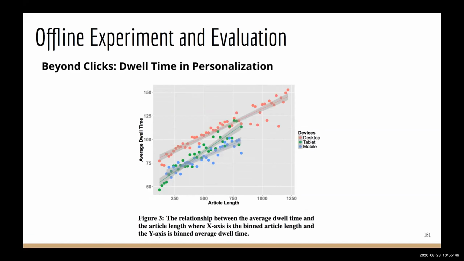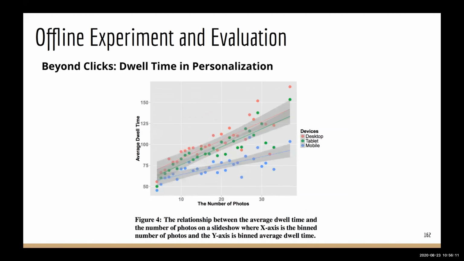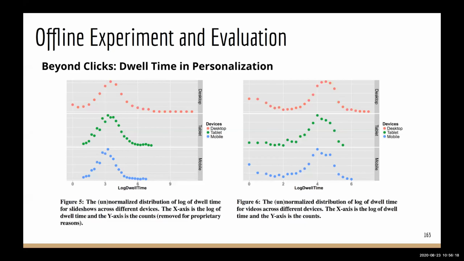Also, if you look at the article length, this work is really about news recommendation. If you look at the article length on different devices, you also see the average dwell time differs quite a bit. And obviously on desktop, users would read much longer than on other devices. And the number of photos as well. Again, I'm going to skip some of these results.